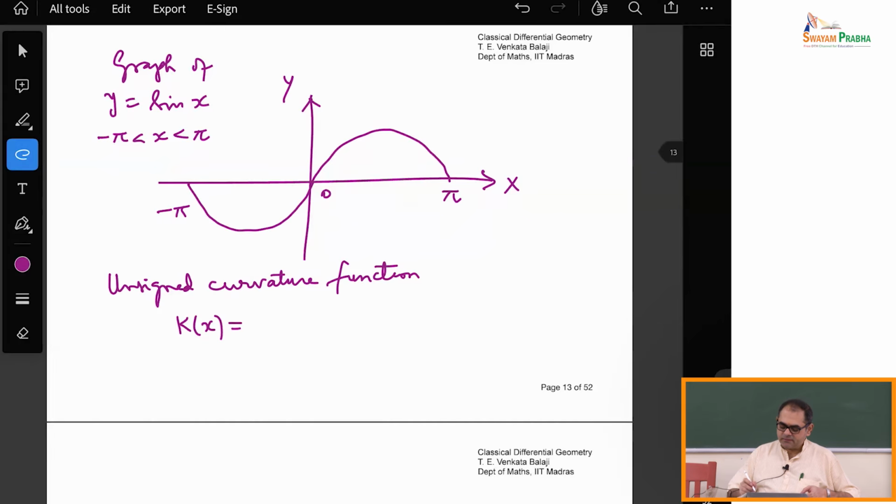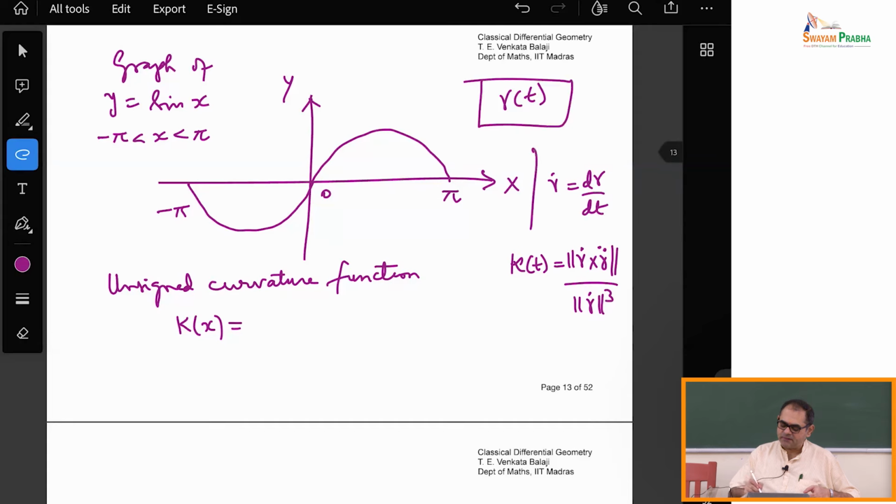If you take a curve parameterized by gamma t, then the unsigned curvature function kappa t is given by the norm of gamma dot cross gamma double dot divided by the norm of gamma dot cubed, where gamma dot is d gamma by dt. This is if the parameterization is done by t, but in this case the parameterization is done by x. So first of all you have to be clear about what the parameterization is. It is gamma x here, and the parameterization is x comma sine x.